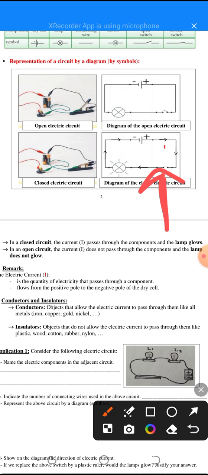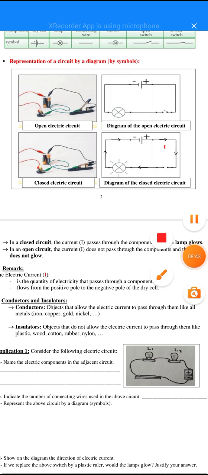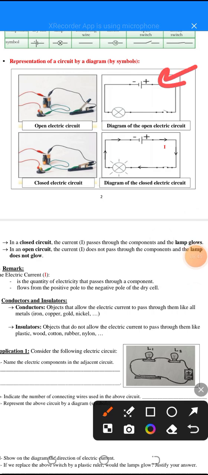While in an open circuit, like the first one, this is the open circuit because the switch is open, the electric current I does not pass, it cannot move in the circuit, and the lamp doesn't glow.